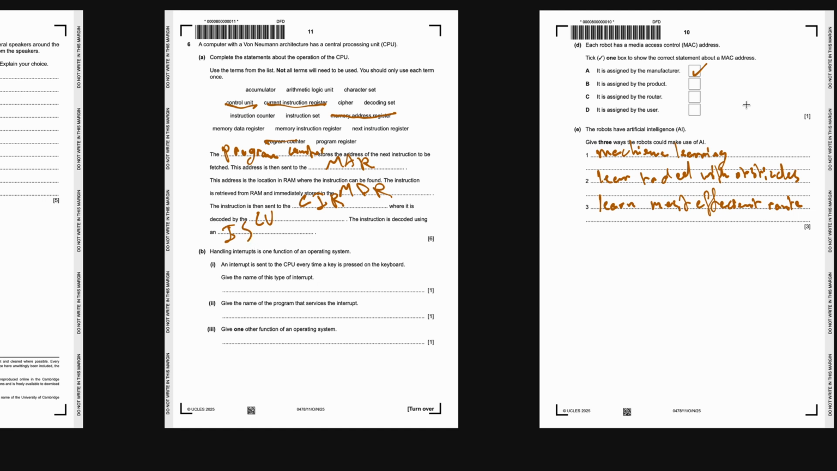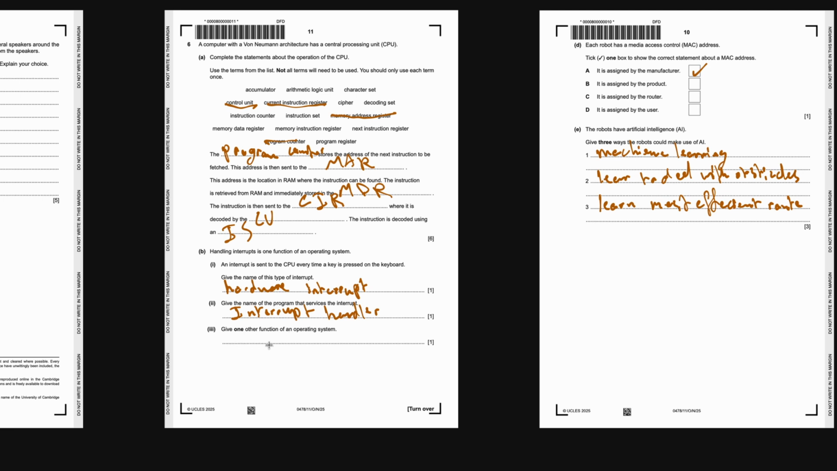So for part B, handling interrupts is one function of an operating system. An interrupt is sent to the CPU every time the key is pressed on the keyboard. Give the name of this type of interrupt. This is called a hardware interrupt, because it is caused by a hardware peripheral. Part II, give the name of the program that receives this interrupt, and that is the interrupt handler, right? So from its name, it's very simple.